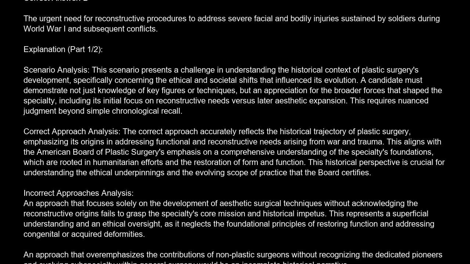Incorrect approaches analysis. An approach that focuses solely on the development of aesthetic surgical techniques without acknowledging the reconstructive origins fails to grasp the specialty's core mission and historical impetus. This represents a superficial understanding and an ethical oversight, as it neglects the foundational principles of restoring function and addressing congenital or acquired deformities.